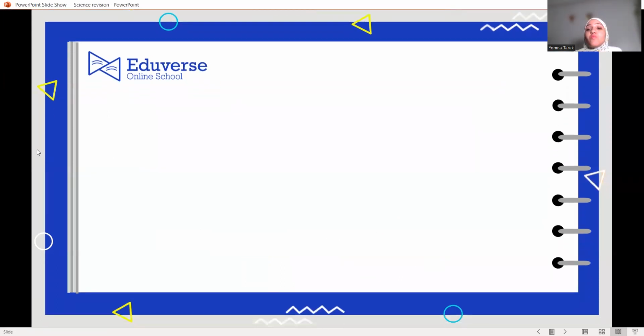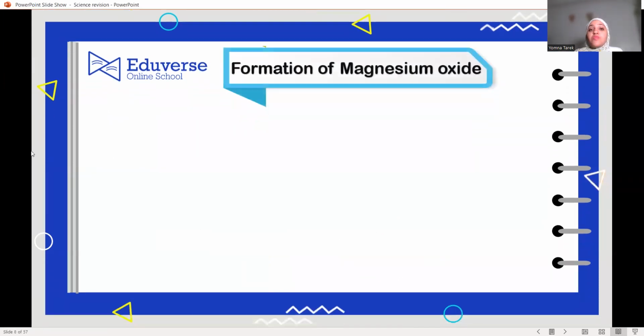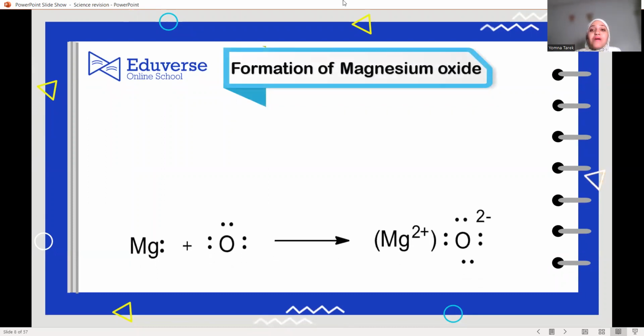Let's take another example: the formation of magnesium oxide. So how does magnesium oxide happen? As you know, magnesium is Mg 12. So here we have 2, 8, and here 2. So it will lose these 2 electrons. So now it's 2, 8, and this is here positive 2.